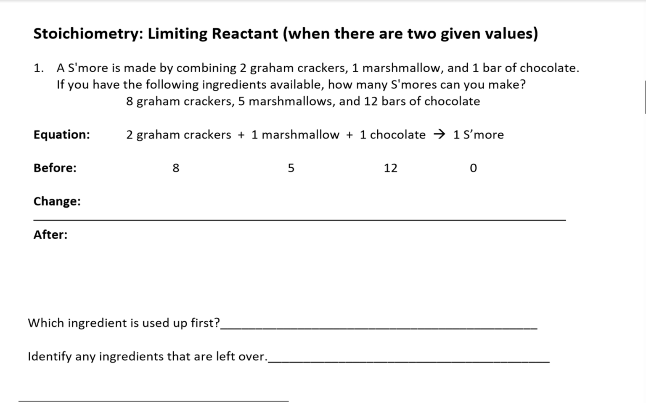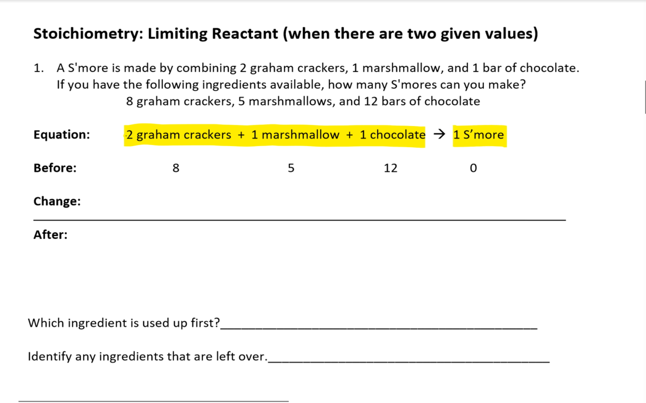We have a balanced equation. Our recipe calls for 2 graham crackers, 1 marshmallow, and 1 chocolate. So we're always combining in that proportion. Every time I grab 2 graham crackers, we're going to have to grab 1 marshmallow and 1 chocolate. And when they combine, they make 1 s'more together.